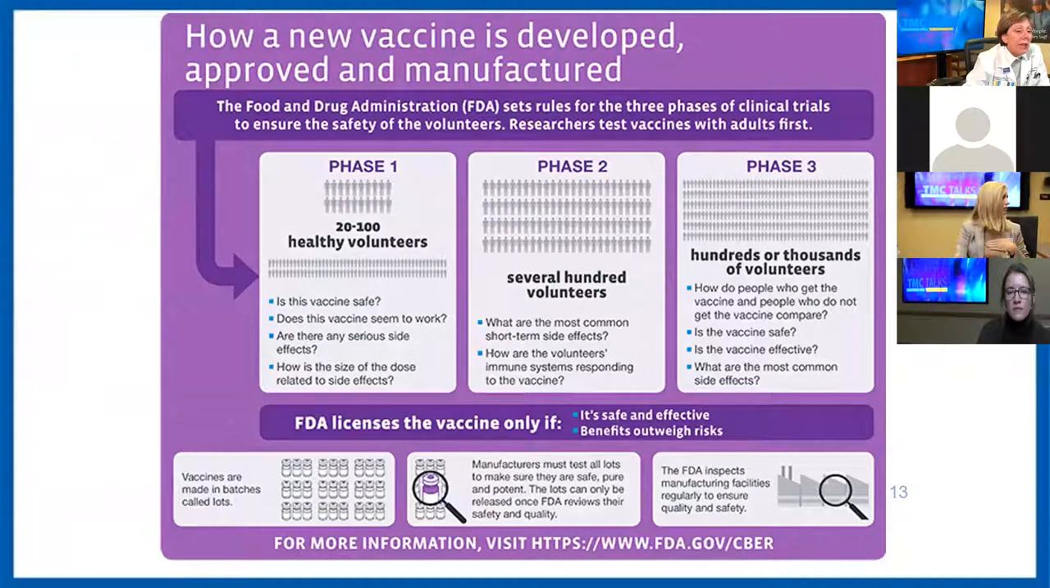So the way we develop vaccines is to go from phase 1 to phase 2 to a phase 3 trial. We're currently in these phase 3 trials. The phase 1 trials generally include 20 to 100 healthy volunteers, and we're looking to see, do they work and are there any serious effects? Phase 2, we get several hundred individuals involved, and we look at short-term side effects and are they responding? Is their immune system making antibodies? And these phase 3 trials we're on now are generally 30,000 or more. That's a pretty average number, and that's what most of the trials have had. And you have individuals who get vaccine and individuals who don't in order to study safety, effectiveness, and outline common side effects. Then the FDA gets involved and licenses vaccines only if they are safe and effective and the benefits outweigh risks. Next slide.